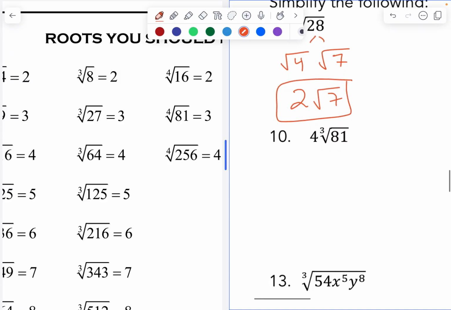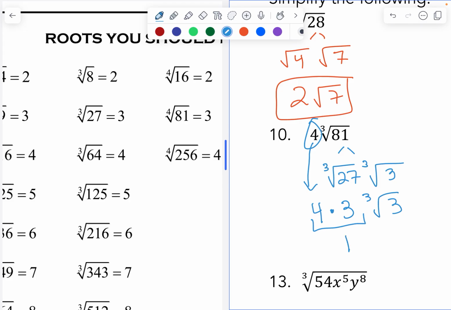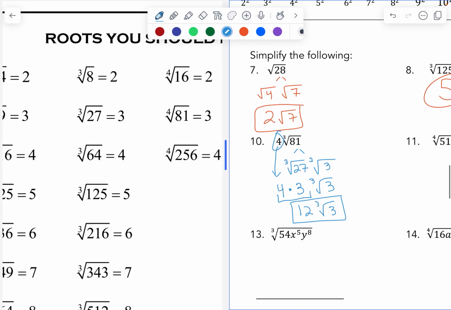So a few more of those. If you have a number in front, you can just kind of ignore that number. So if you look for a cubed root of 81, that would be 27 goes into that 3 times. Cubed root of 27 is 3, so you get 3 cubed root 3. But the 4 in front, we bring that down, and remember we multiply outside numbers. Okay, so 12 cubed root 3 would be your final answer.